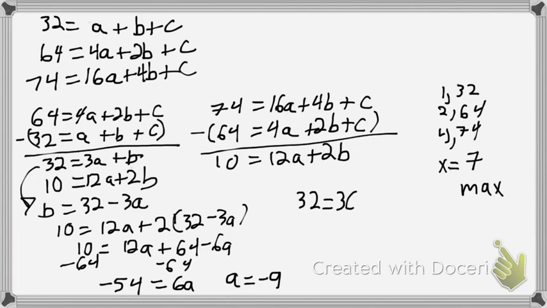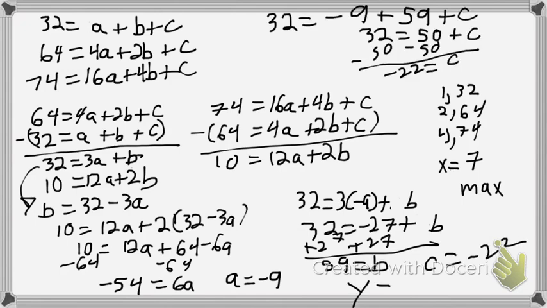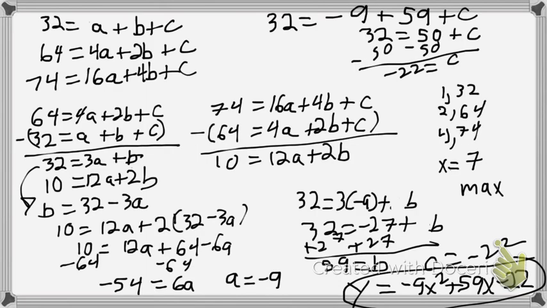We're okay with that. Then, because we have 32 equals 3a plus b, we're going to plug in -9 in there. And we get b equals 59, c equals -22. And so that's our equation. y equals -9x squared plus 59x minus 22. That's the equation of the parabola.